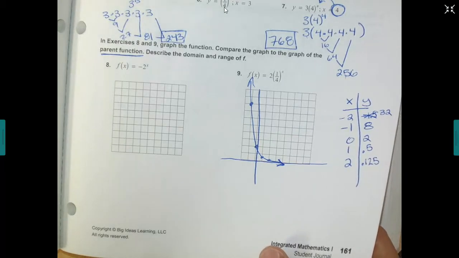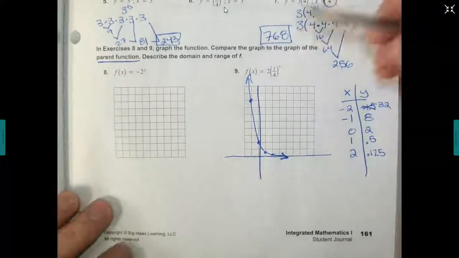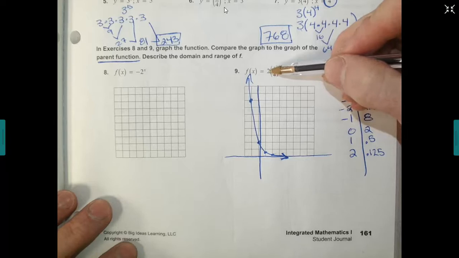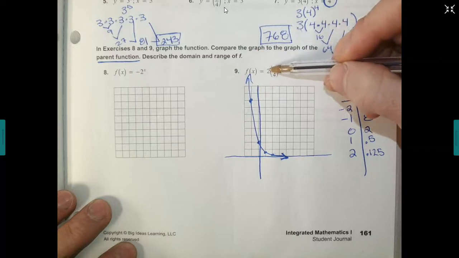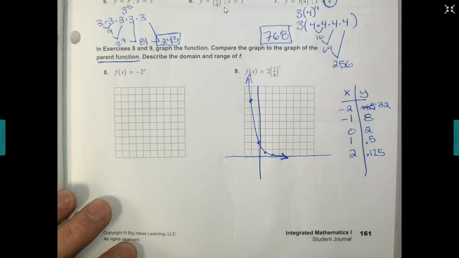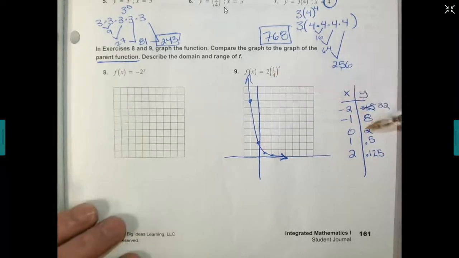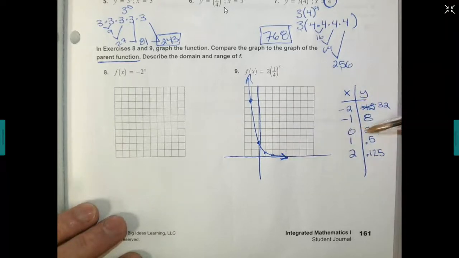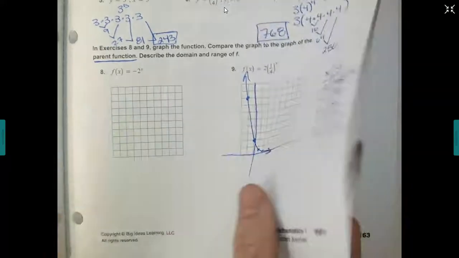Here's one thing to note. This is a neat fact. This number is my y-intercept. This 2 is my y-intercept. So there's my y-intercept, 0 and 2. Because if this was 1 times 2, where I have my 0, 2, this is my y-intercept. It's kind of cool.